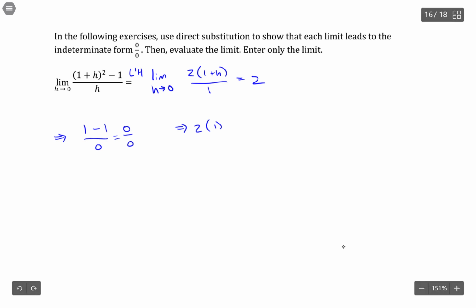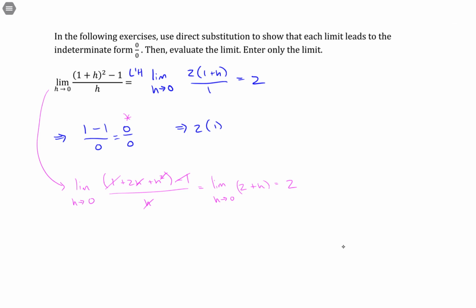And absolutely, we could have done some algebra to figure that out as well, but that's not necessarily something that we have to do. We could have expanded this polynomial and the ones would cancel. There's a factor of h here which cancels one of these and one of those. So I now have the limit as h goes to 0 of 2 plus h, which when I let h go to 0 results in 2. But L'Hopital's rule gives us an alternate method of solving when we run into the 0 over 0 or infinity over infinity type.